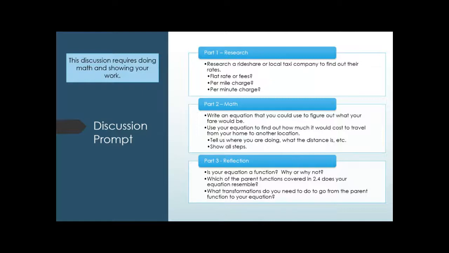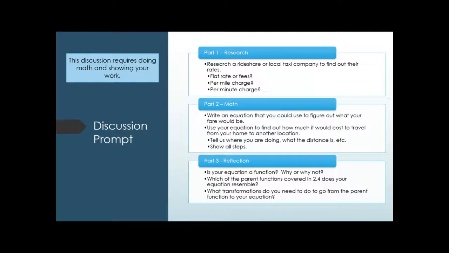So once you get that equation, then you want to take a hypothetical situation. Let's say you're going from home to work or home to the grocery store or something. You're going to figure out how long it takes, what the distance is, and you're going to put that into your equation to figure out what the total cost will be for you. And you want to make sure you're showing all of those steps.